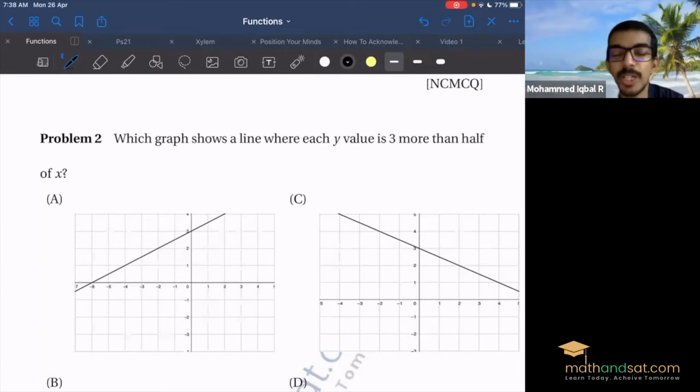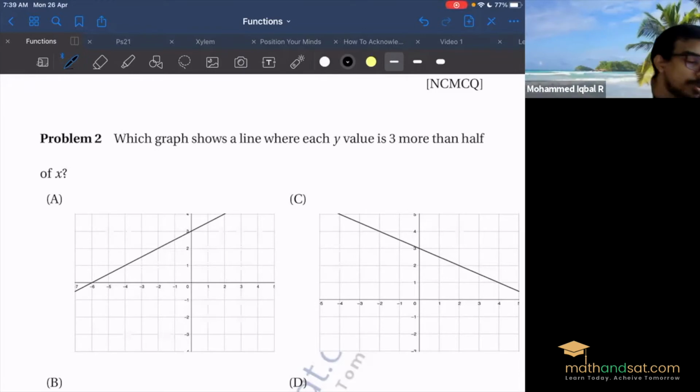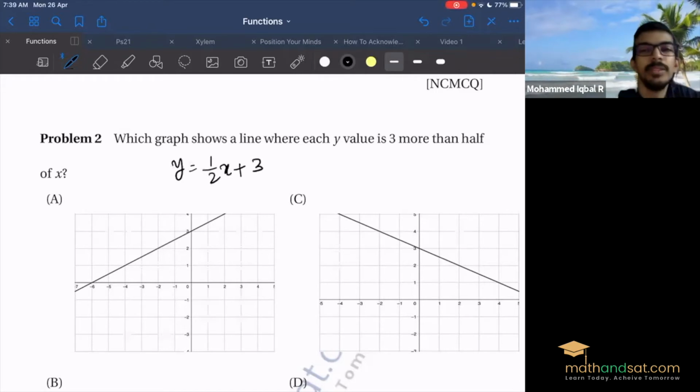Can you tell me what that function will be? The relationship between y and x. The y value is 3 plus half x. Okay, so what is that function? It is going to be y is equal to half x plus 3, or 3 plus half x.